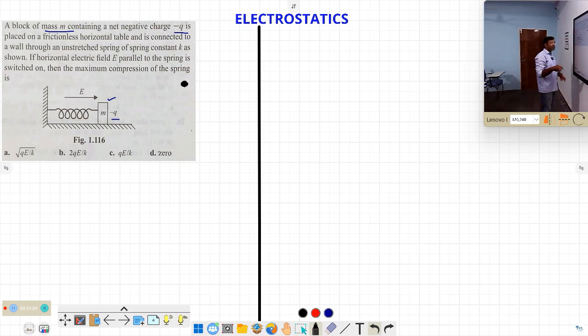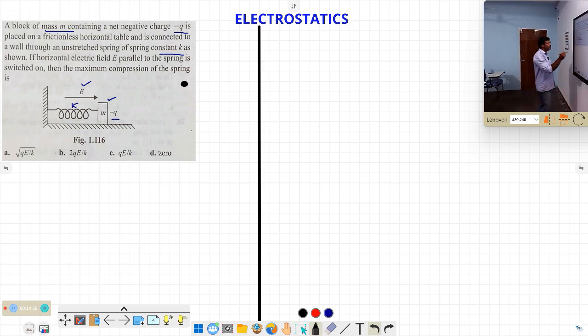There is no friction. If friction is added, it becomes a slightly more complicated problem. The block is connected to the wall through an unstretched spring of spring constant K. Now, a horizontal electric field is applied, as you are looking in the diagram, and the field is switched on. Then we need the maximum compression of the spring.